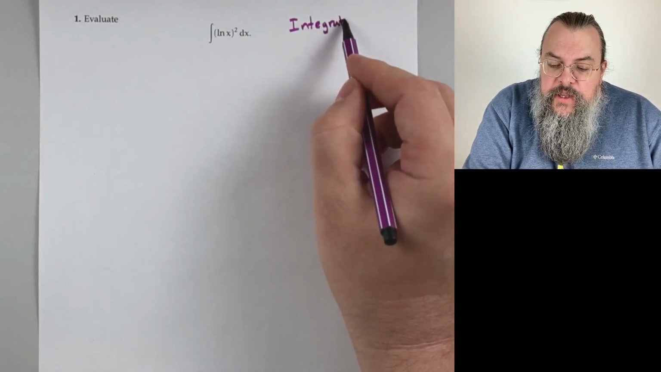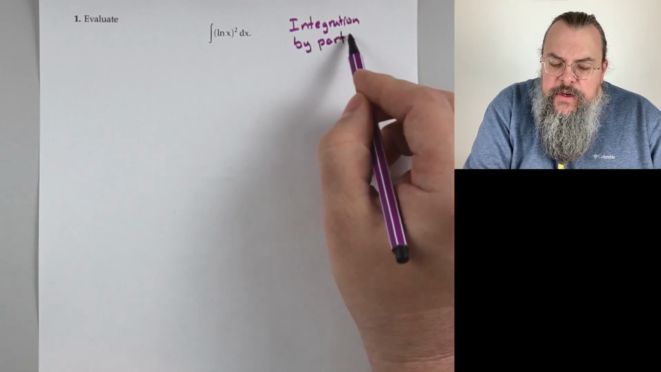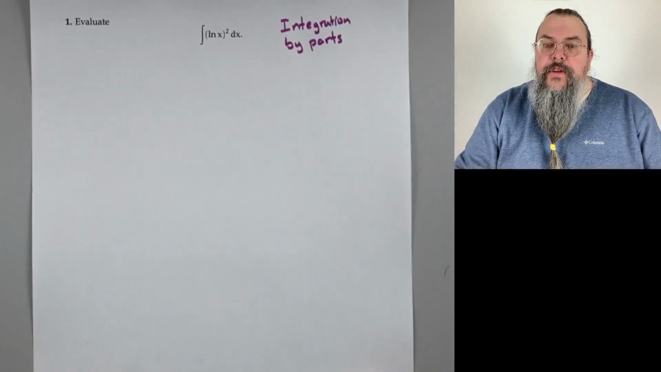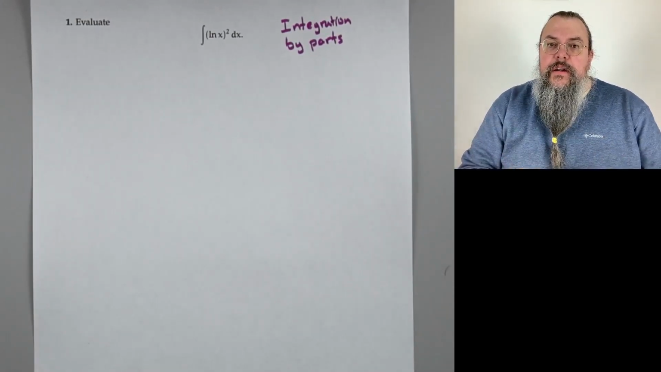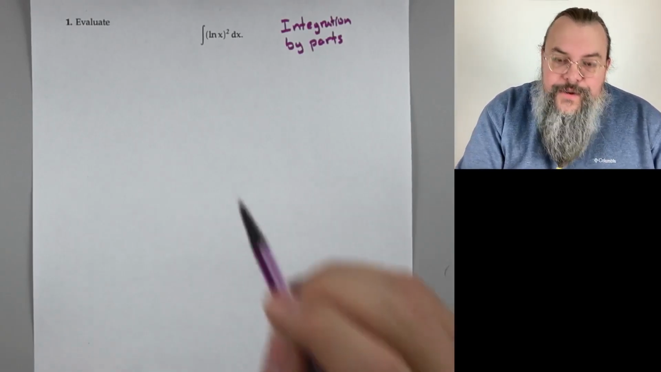Now, one of the things is, you might look at this and say, well, wait a second. If we're doing integration by parts, we need 2 parts. I mean, right? We need something multiplying here. We don't have that, do we? Well, here's the cool thing.